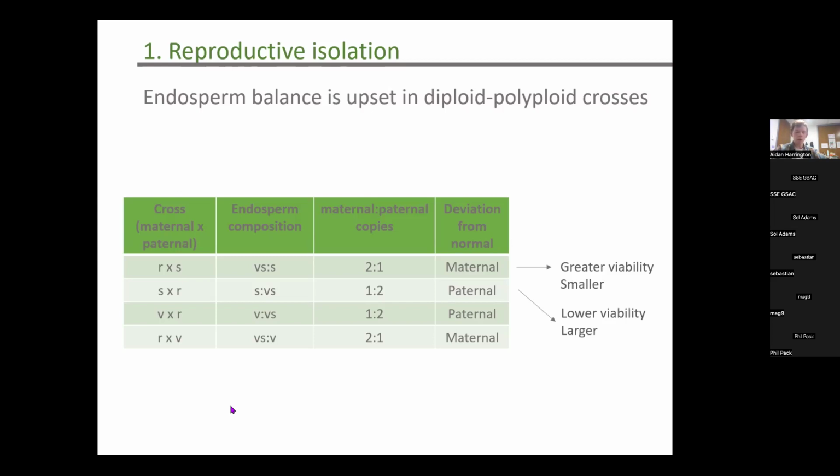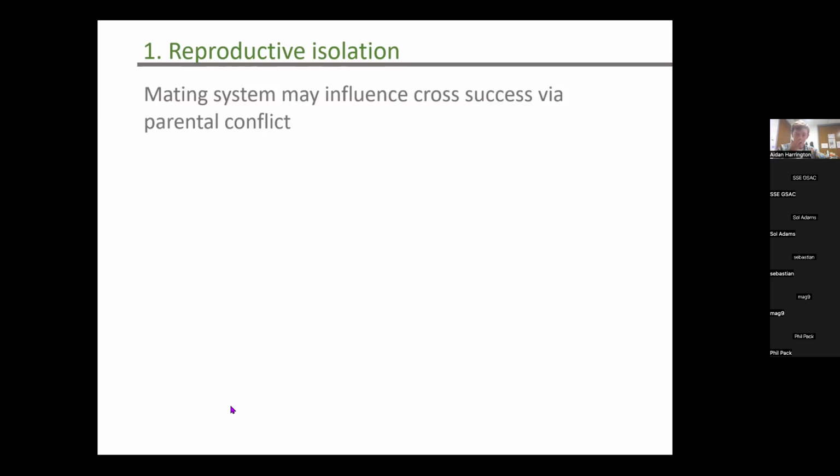Okay, so I know that's a bit of a lot. Now we're going to add one more layer to this scheme, called parental conflict. So the idea here is that the mating system of the species in question can actually influence cross success via parental conflict. So what is parental conflict? If you consider two species that differ in mating system, here we have a selfer called Stellata and an outcrosser called Vergata.